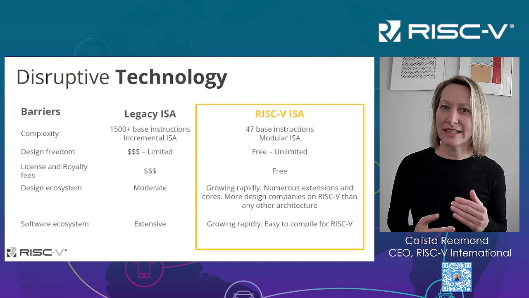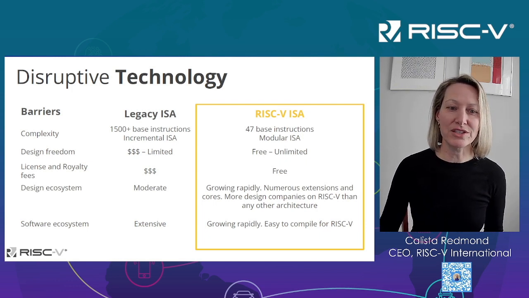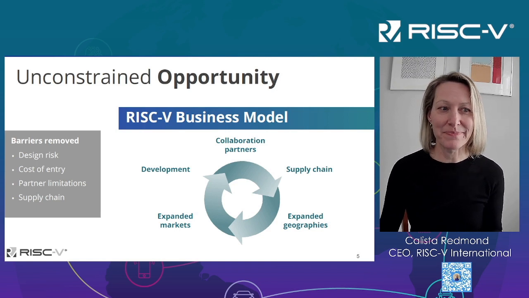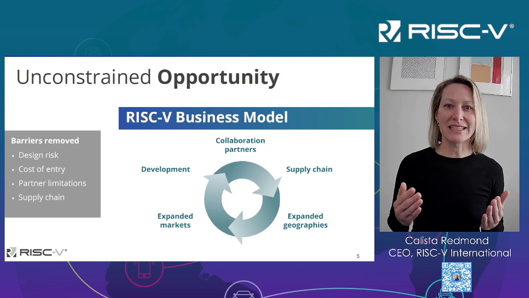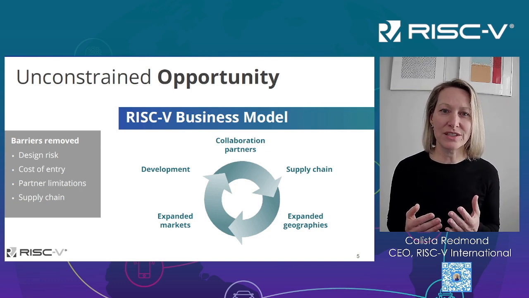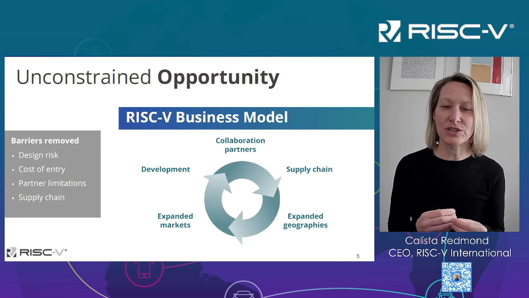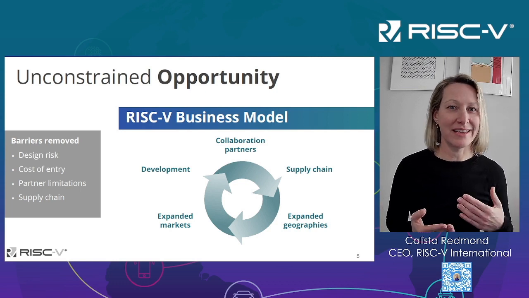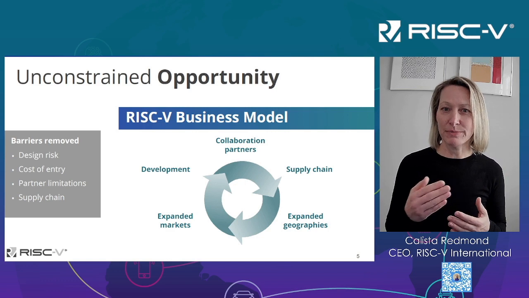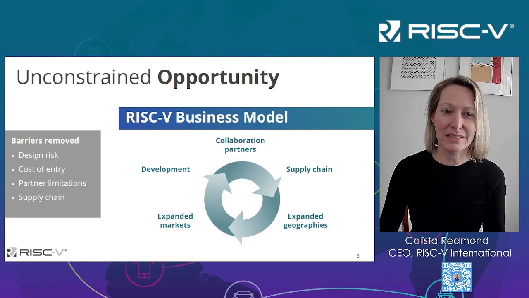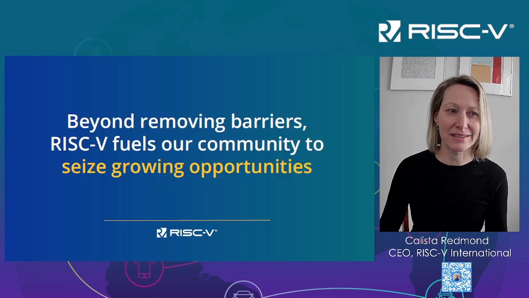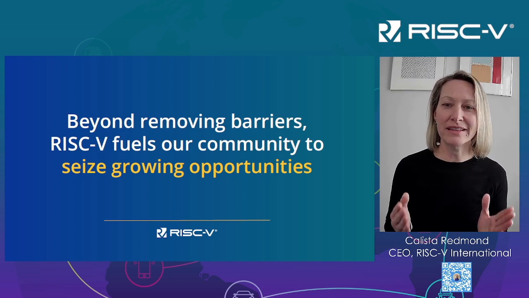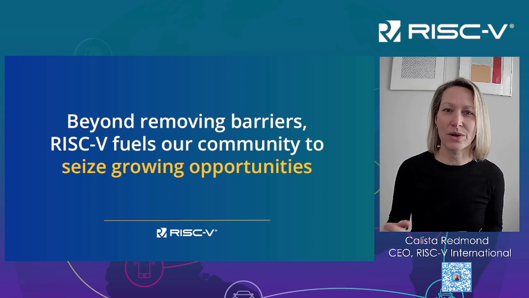The ISA is free. It does not require royalties or any other stipulations by a proprietary organization. This means that you have unconstrained opportunity. Think about the unlimited collaboration partners, the development that goes into your product, and how that translates then to a competitive product that has boundless markets. You can work with increasing numbers in your supply chain, expanding geographies, domains, and other types of implementations, even adjacent to your core competence. By removing all of these barriers, we have fueled a revolution and allowed for all of our stakeholders to seize growing opportunities.